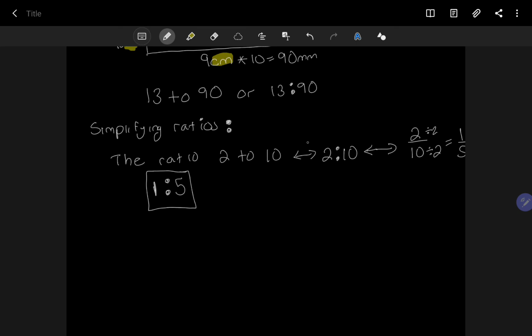So whenever you see the symbol right here, it just means the same. That's just what it means. Whatever is happening on the left is the same thing as what's happening on the right.